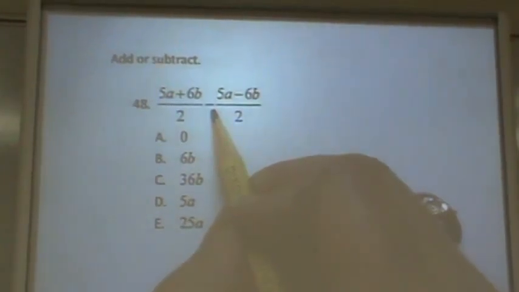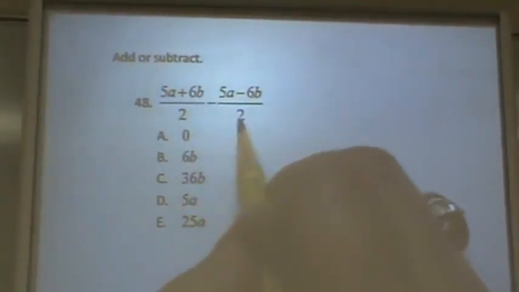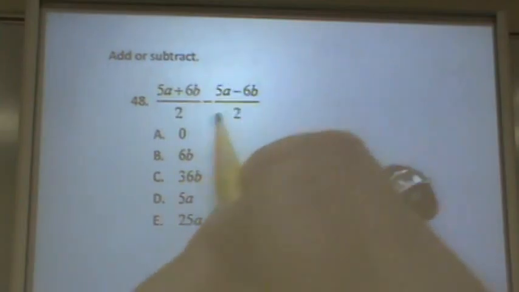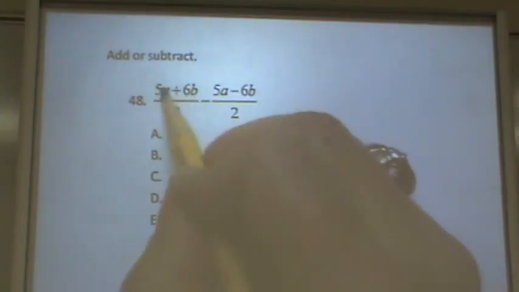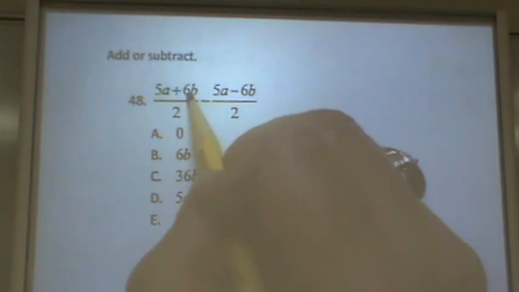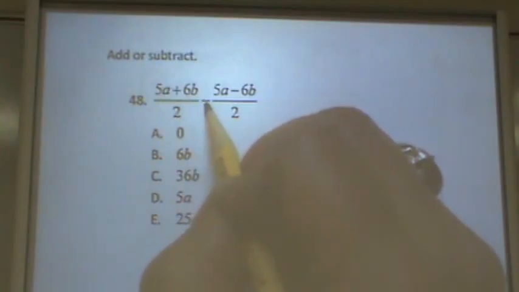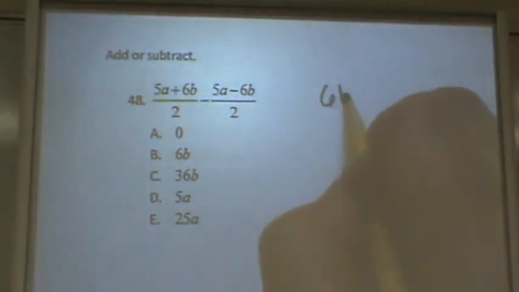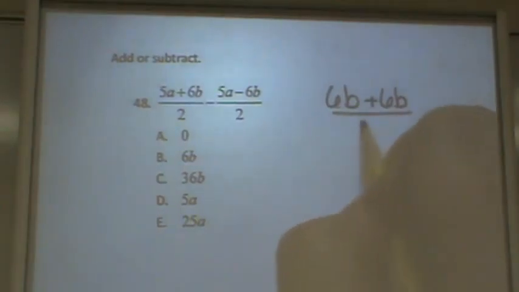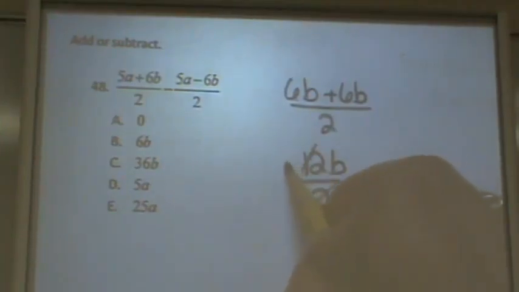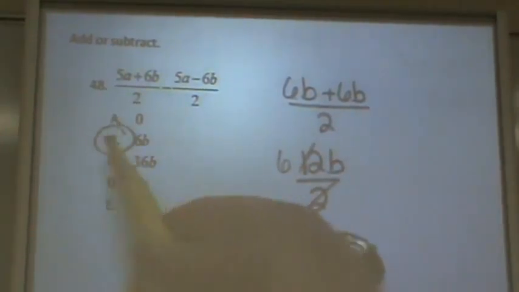Okay? For 48, we are subtracting. Now this is tricky. The denominators are the same, so that's nice, but we have to distribute this negative. We are subtracting 5a and we're subtracting negative 6b. So 5a minus 5a, the 5a's cancel. So what we have is 6b minus a negative 6b. So 6b plus 6b is 12b, and it's all over 2. So 12b over 2. 2 goes into 12 6 times, so the answer is 6b, which is B.